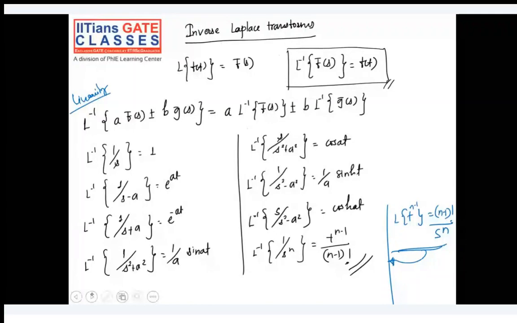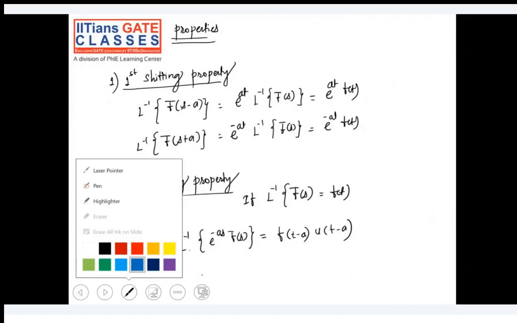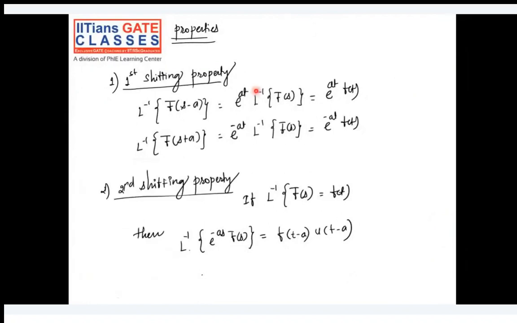Let's try to understand some of the properties of inverse Laplace. Similar properties you will apply. Whatever properties you have studied before, now the inverse of it. First shifting property. Inverse Laplace of f bar of s minus a is e to the power at inverse Laplace transform of f bar of s, and that is nothing but e to the power at f of t, right? So you know Laplace transform of e to the power at f of t is f bar of s minus a. Hence, inverse Laplace of f bar of s minus a is e to the power at f of t. Similarly, inverse Laplace transform of f bar of s plus a is e to the power minus at f of t.